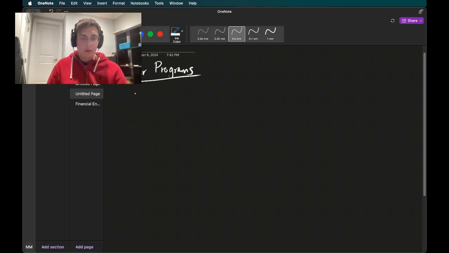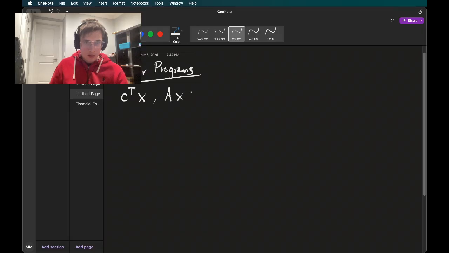Okay, so what is a linear program? A linear program is an optimization problem where you're trying to maximize c transpose x given that Ax is less than or equal to b. So again, this is maximize c^T x given that Ax is less than or equal to b.